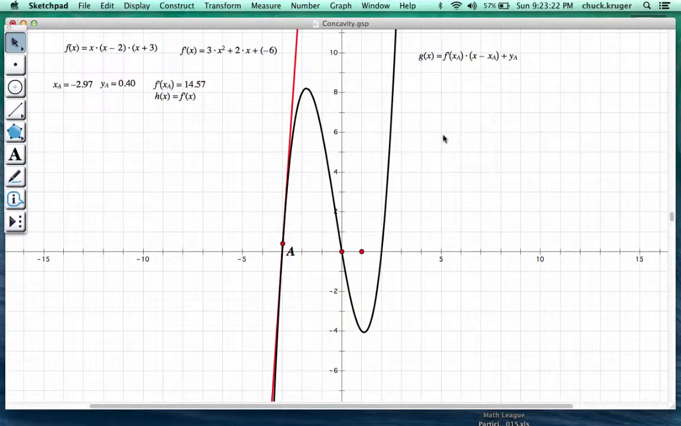I want to talk about the concept of concavity, and what I've done here is I've created an equation, a cubic equation. It's this one right here. It is f of x equals x times the quantity x minus 2 times the quantity x plus 3. You could multiply that out, but I figured I'd leave it factored, and you can see the roots here.